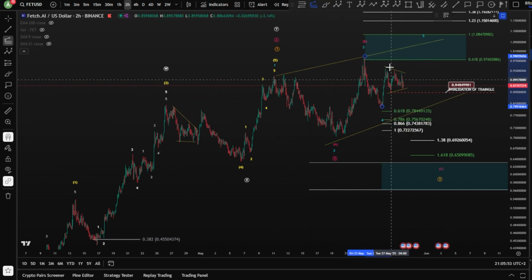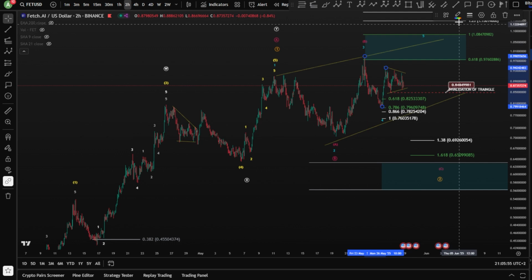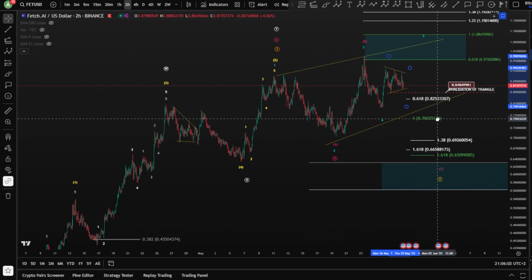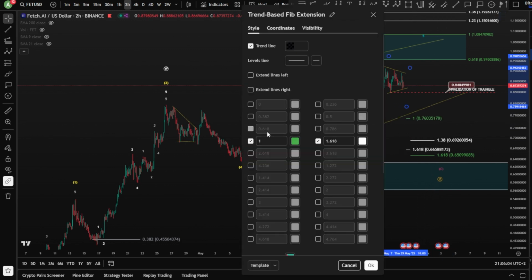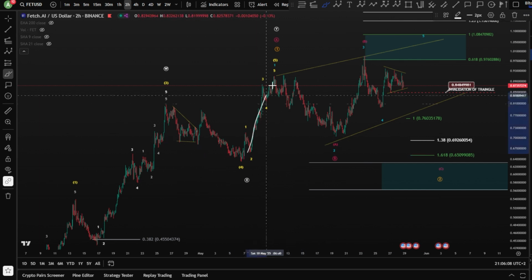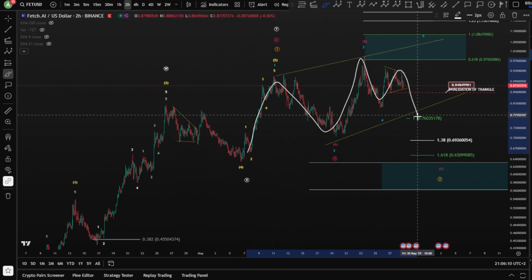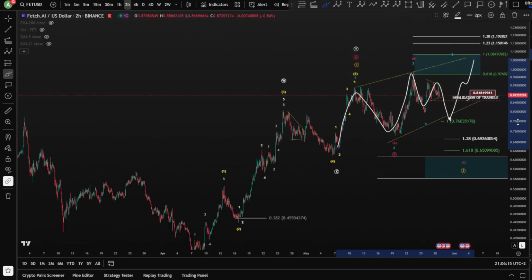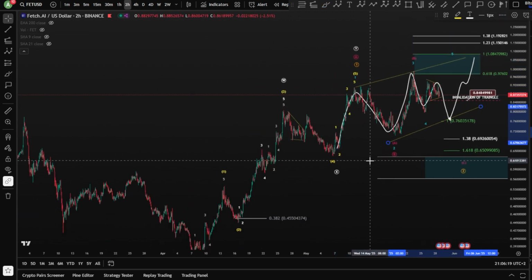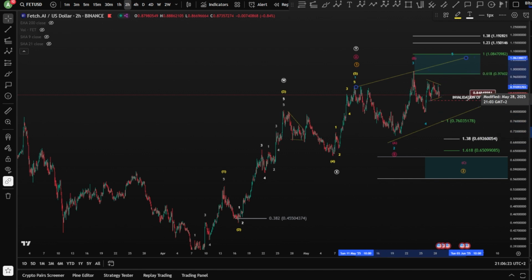Well, of course, you have to make sure the one-to-one fib level is overshot, or in case it didn't overshoot it and it started to retrace toward the upside again, you have to be careful. Why? Because this can be 1, 2, 3, and this is a wave 4 unfolding, and then one more wave 5 toward the upside as an ending diagonal still, at the one-to-one fib level. So, yeah, those are the probabilities, guys. It's not an easy trade on FET.